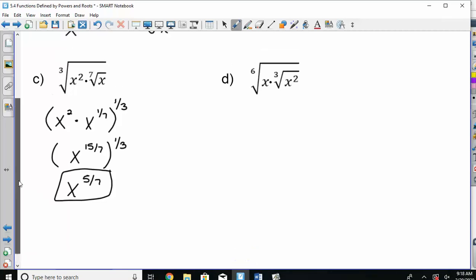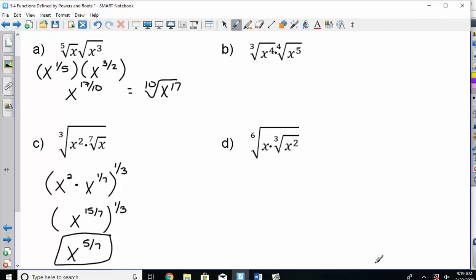I would like for you guys to try B and D. So first one, you write it as 4/3 and 5/4. And since your x is written each time, what'd you do with those? Add them. What'd you get? 31/12?